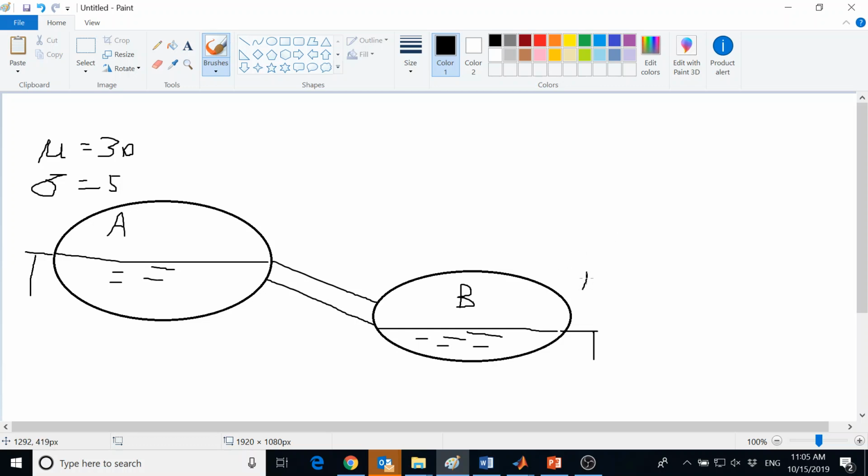Then on the B side we got another measurement. This one's a little bit lower, it's 25 feet, with a standard deviation of, maybe this one is a little bit weird, so it's 7. And then you're trying to design how wide your channel or pipe will be in between, and it is somehow a function of the difference between A and B.